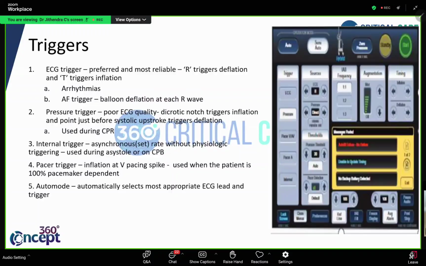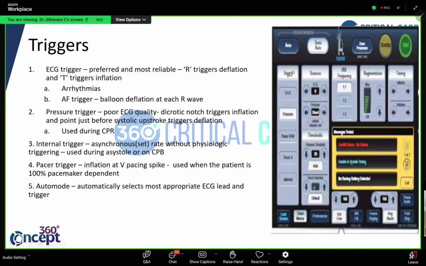You can see on the console, you have various settings which you can make. There is an auto mode and a semi-auto mode. Auto mode is completely done by the machine itself. Semi-auto is where you give some input and the machine does the rest. Other than that, you have standby and start.